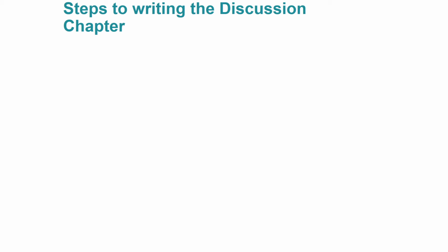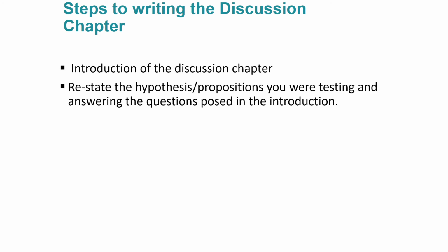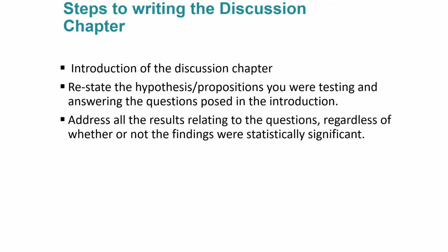So, steps to writing the discussion chapter. Start with the introduction to the discussion chapter. Restate the hypothesis and propositions you were testing, and answer the questions posed in your introduction. Address all the results relating to the questions, regardless of whether or not the findings were statistically significant. So you look at all the stats in all your tables and answer all the questions, regardless of whether you found something statistically significant or not.